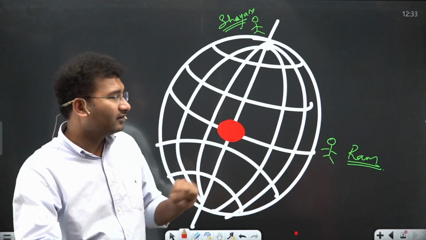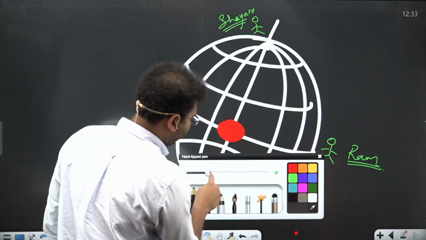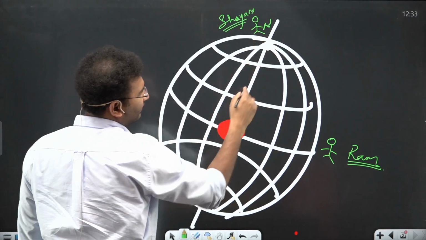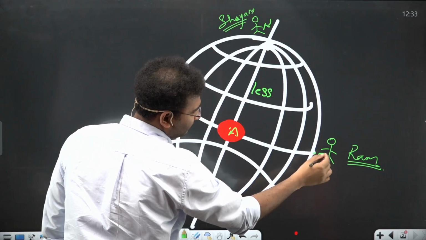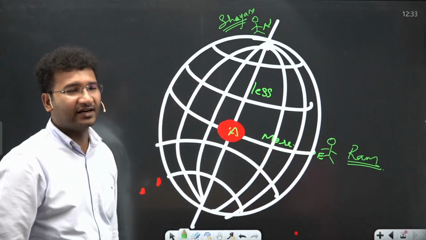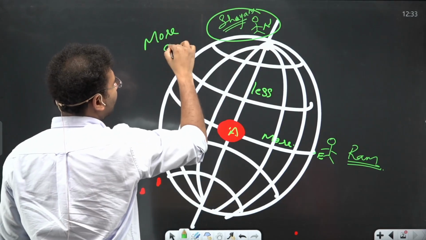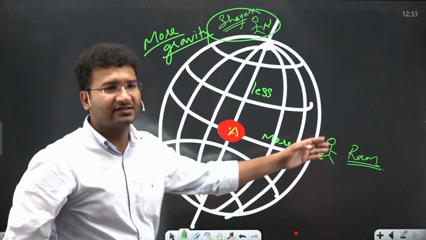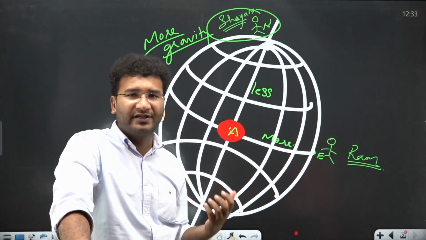Now imagine this is point A and this is the North Pole. From point A to the North Pole, the distance is less, and from point A to the equatorial region, the bulge, this is more. So that's why you will see that Sham experiences more gravity because he is near to the center of the earth, whereas Ram is a little far away from the center of the earth, so that's why he experiences less gravity.